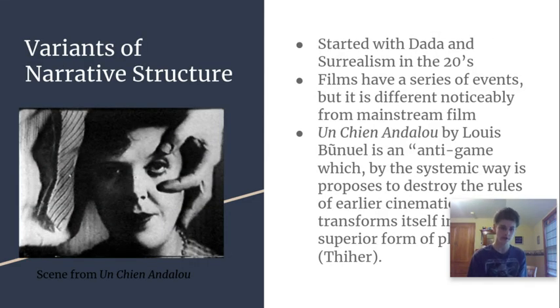The first of these are the variants of narrative structure, which started in the 1920s with films like Dada films and Surrealist films. But these films, while having a series of events, would largely focus on the more nonsensical side of crafting a narrative. So they wouldn't really be narratives, because these films would often make little sense, but they would still include this series of events. Or, for example, a film like Un Chien Andalou had zero plot of any sort and focused entirely on the elements of just destroying everything the mainstream film does.